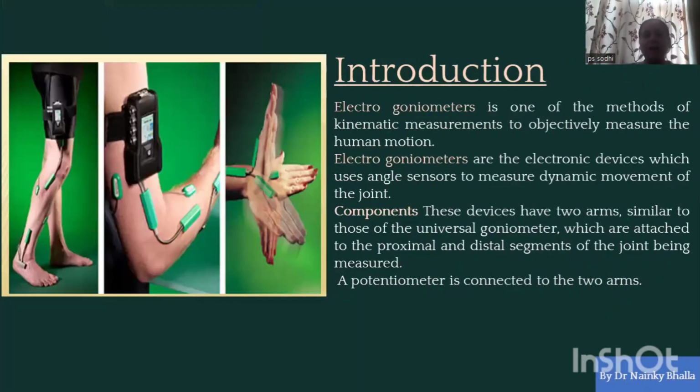Now, if you see this diagram, you see for yourself, this is the electrogoniometer. One of its objectives is that it gives us kinematic measurement of human motions. It uses angle sensors to measure the dynamic movement of the joint. It has two arms, attached proximal and distal to the joint, and a potentiometer is attached. You can see this potentiometer and two arms, and they objectively measure the kinetic movement of the joint.